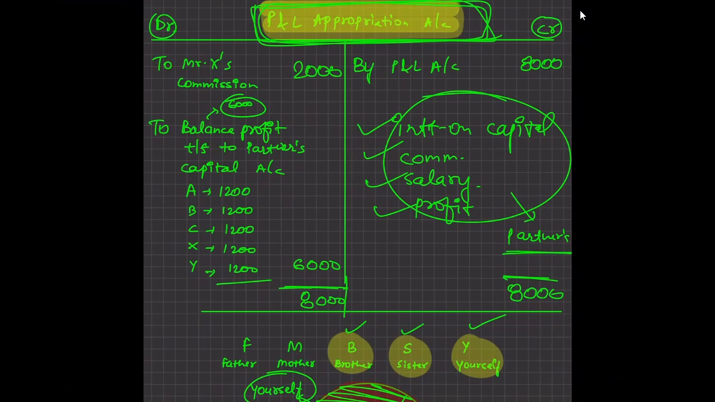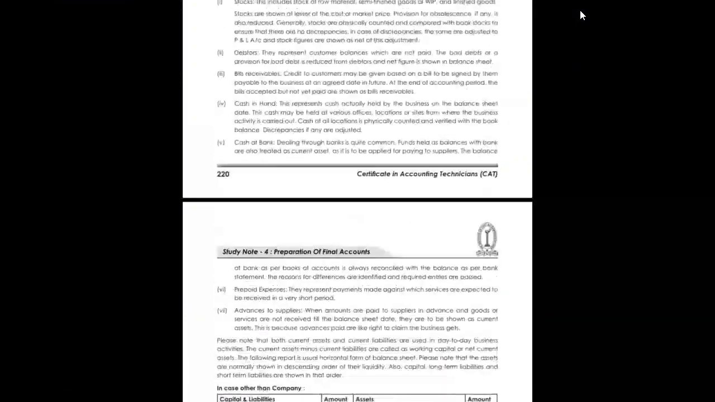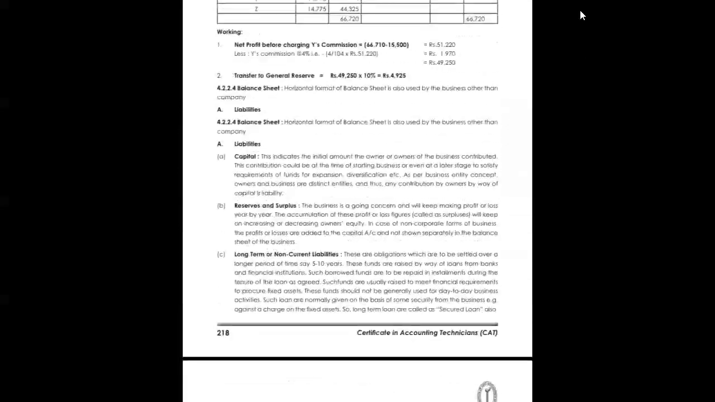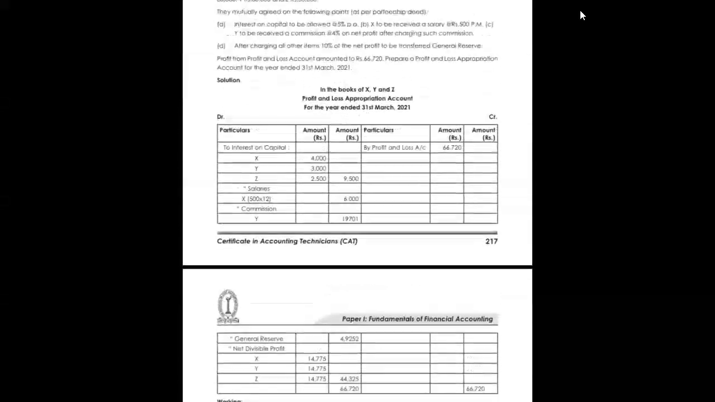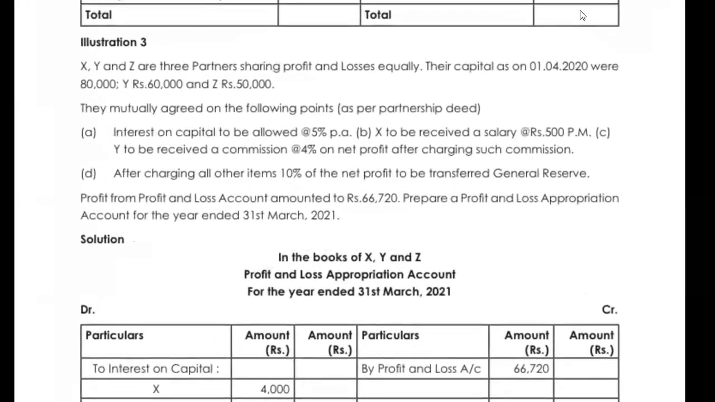Okay. Moving on. So you know the meaning of appropriation now. You know what we do in the P&L appropriation account. Now we are going to do some questions on the basis of the P&L appropriation account. Let me check what is the best example for you right now. Illustration number 3. Let us focus on it.